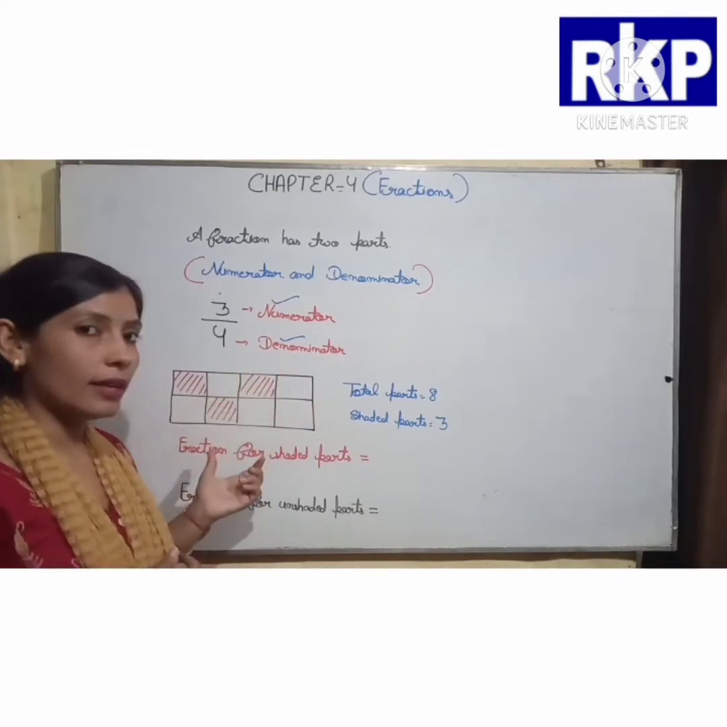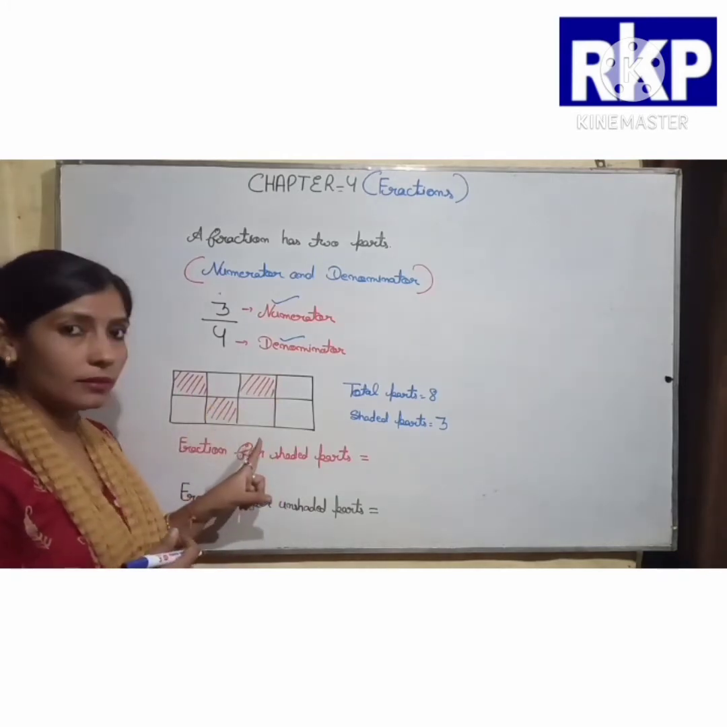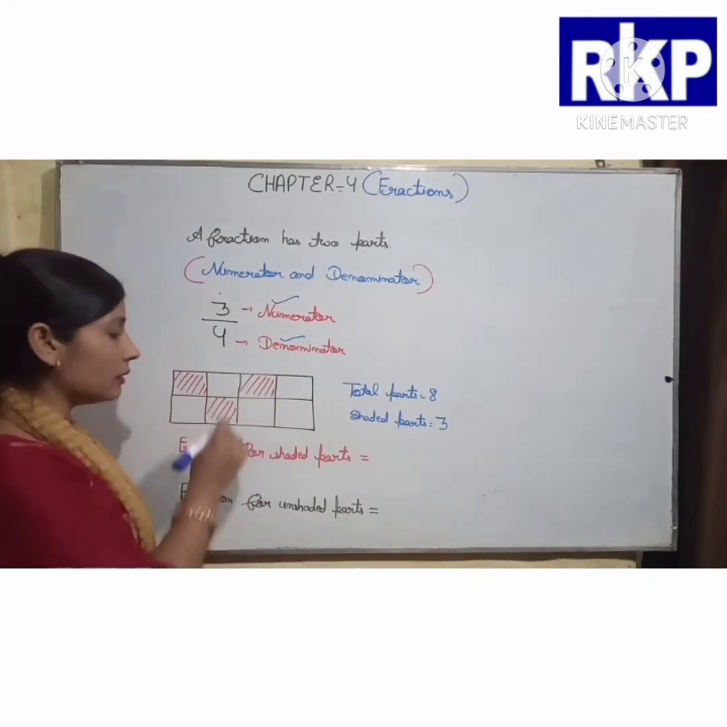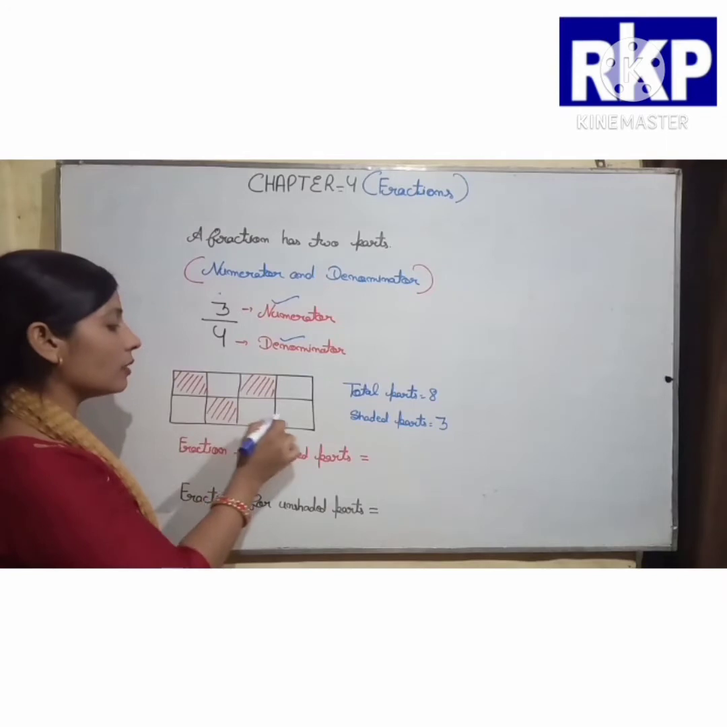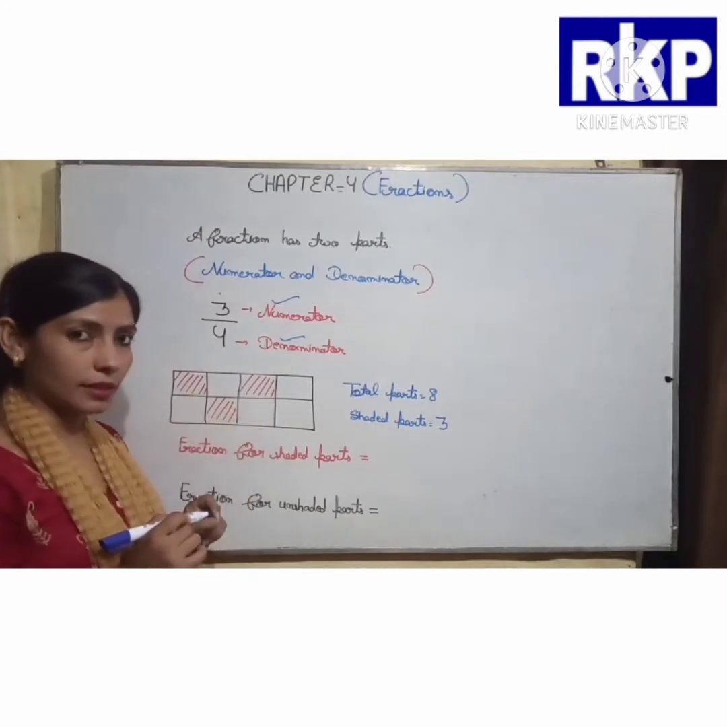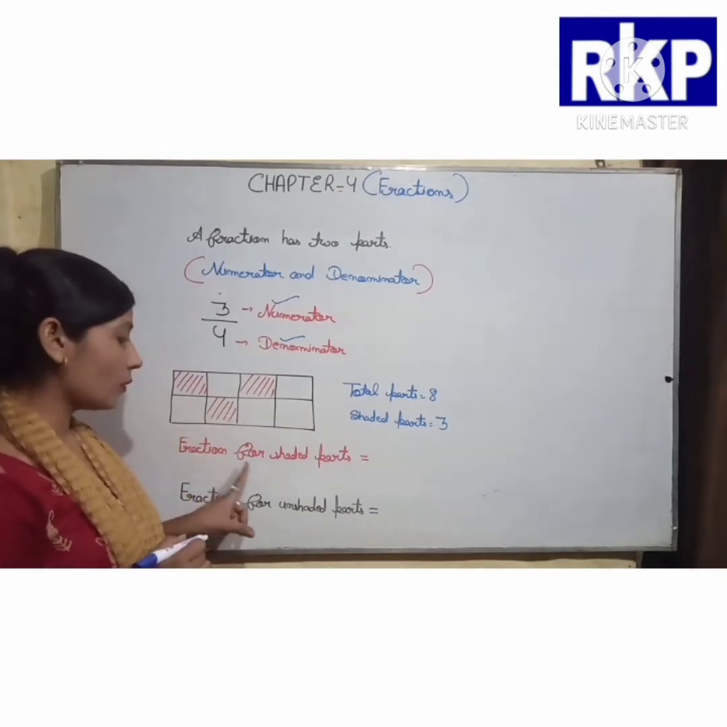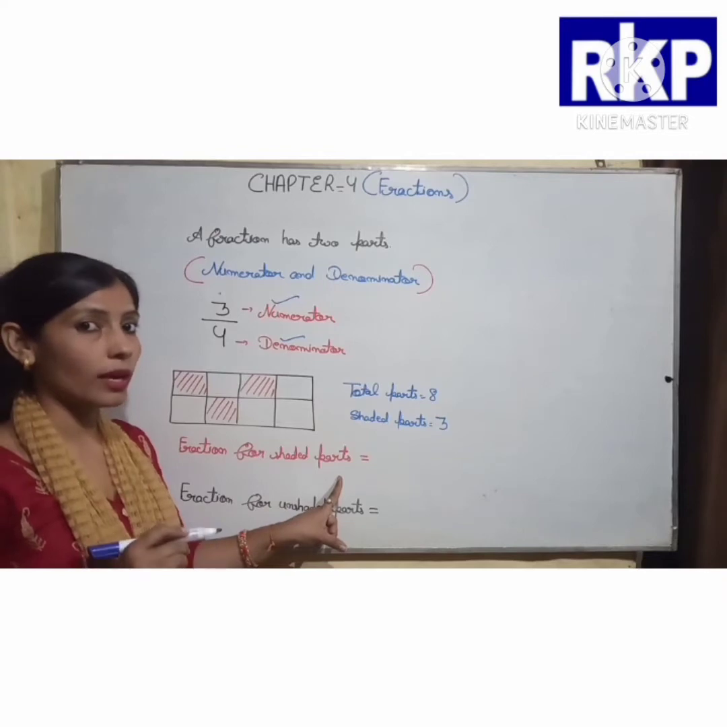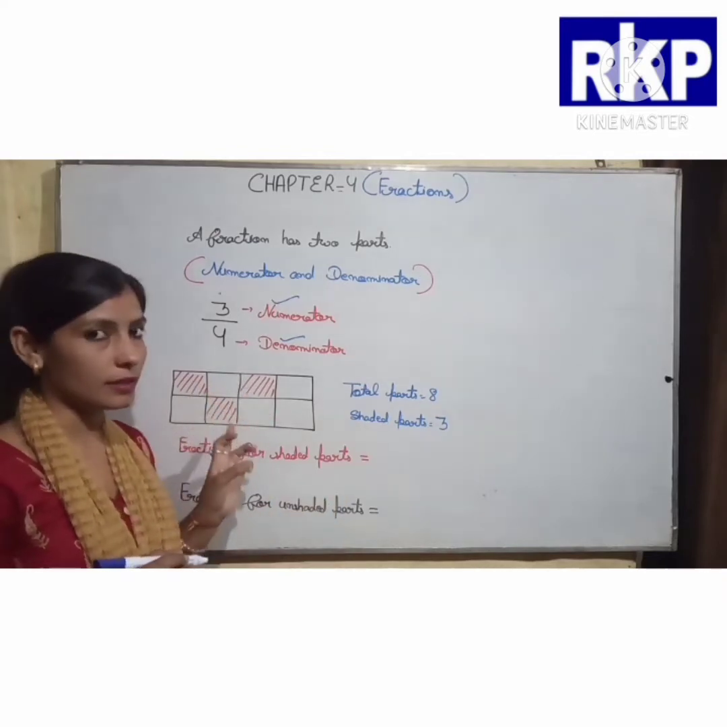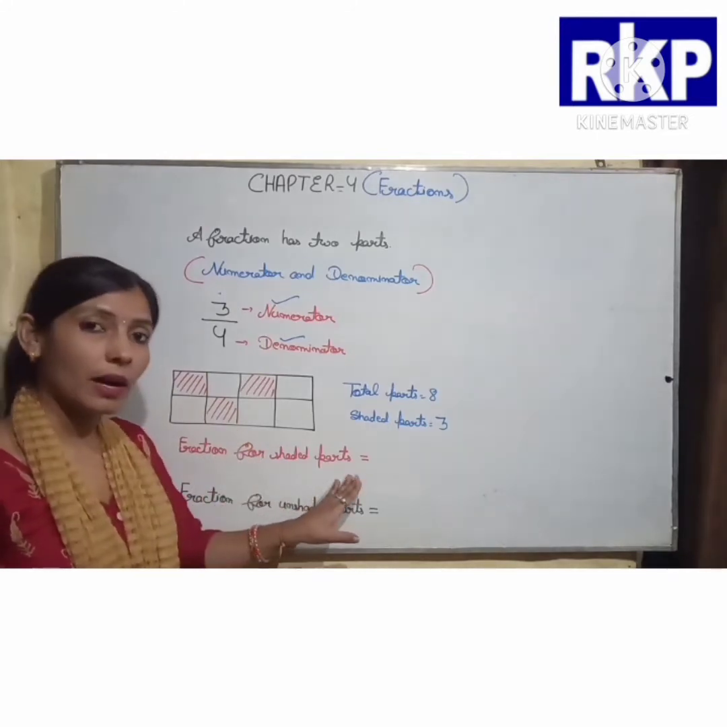Now let us take one example to understand it. Here we have a figure, okay? And here you can see I have divided it into 8 equal parts, okay? And 3 parts are shaded. And we want to find out the fraction for shaded parts, okay? So here you can see only 3 parts are shaded. So beta, what is the fraction for shaded part?